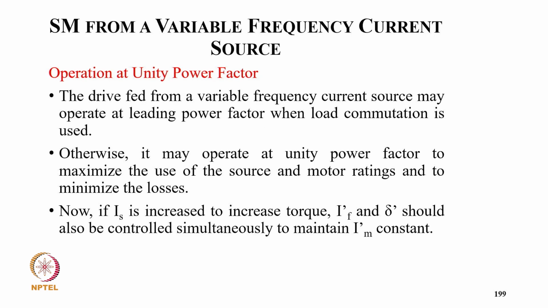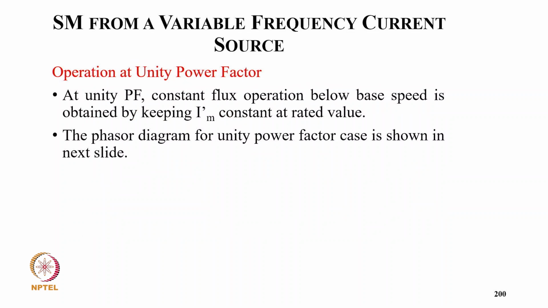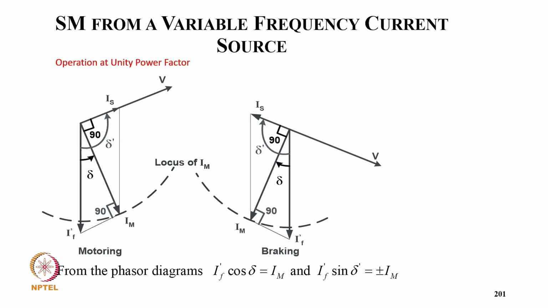Coming to operation at unity power factor, a drive fed from a variable frequency current source may operate at leading power factor when load commutation is used. Otherwise, it may operate at unity power factor to maximize the use of source and motor rating and to minimize the losses. Now, if IS is increased to increase torque, IF' and delta' should also be controlled simultaneously to maintain IM constant. So at unity power factor, constant flux operation below base speed is obtained by keeping IM' constant at the rated value, and the phasor diagram of the unity power factor case is shown in the next slide.